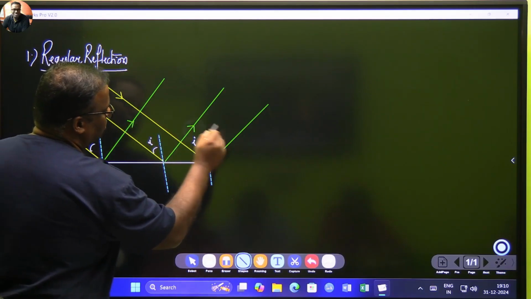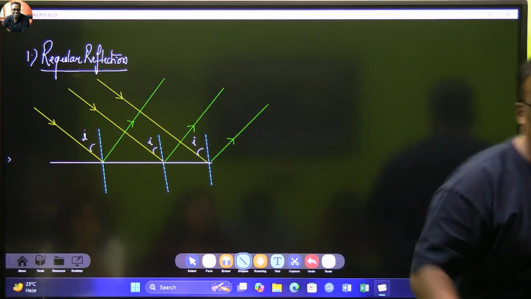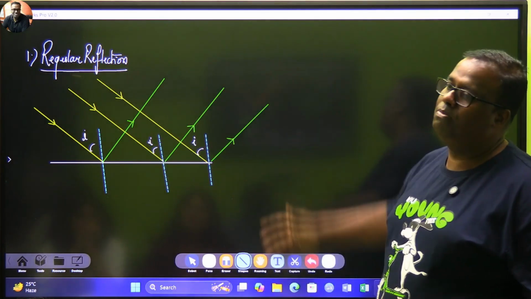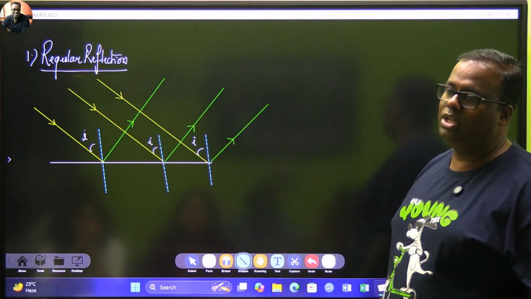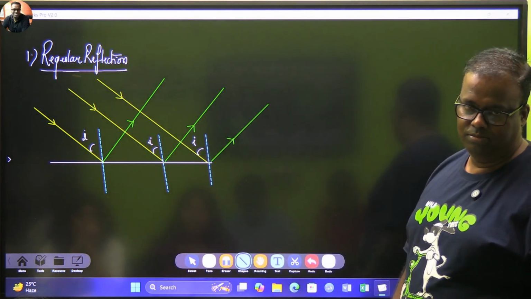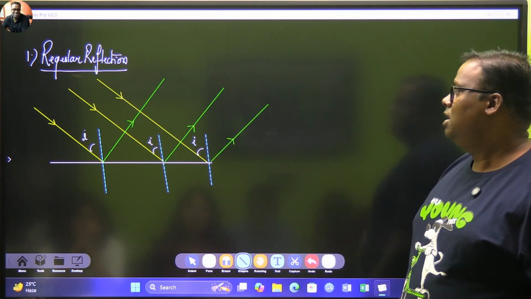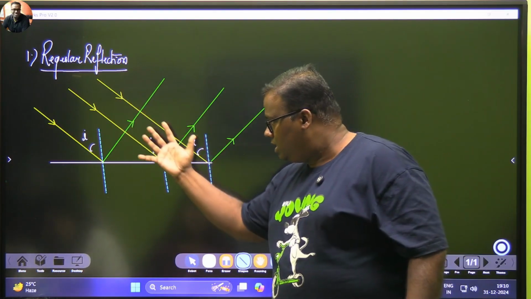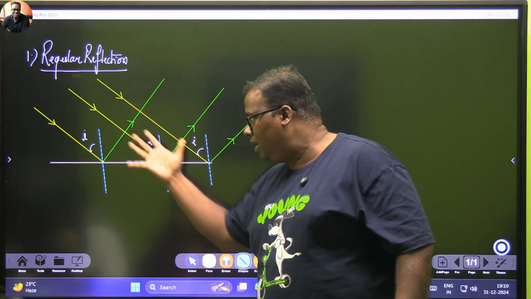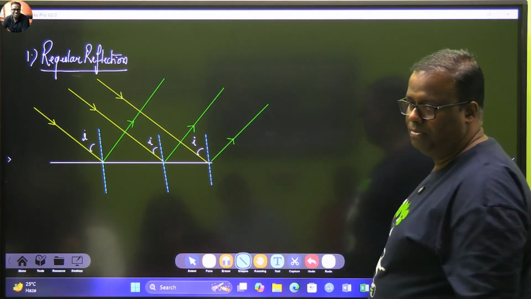Try and absorb the concept first. If a beam of parallel rays is incident on a surface and the rays get reflected back also in a manner in which they are parallel to each other, such a reflection is known as regular reflection. Have you understood? Regular reflection means a beam of rays which is incident on a reflecting surface gets reflected back parallelly. Parallel aayega, parallel jayega. Okay? This is known as regular reflection.